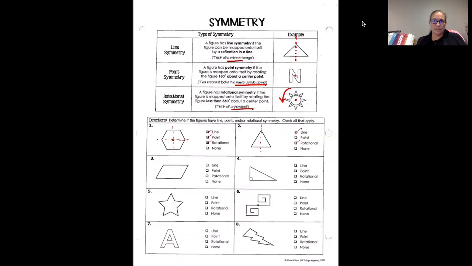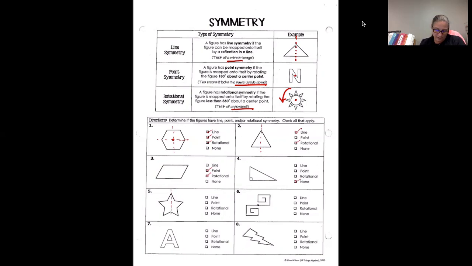The rhombus that you see in problem number 3 cannot be cut in half and flipped over itself like a mirror image, so it does not have line symmetry. It does have point symmetry because we can turn it upside down and it looks the same, and we can also rotate it less than 360 degrees and it will look the same. As we look at problem number 4, we have a right triangle. We cannot cut it in half for line symmetry. We cannot look at it the same upside down, and we cannot rotate it less than 360 degrees and have it look the same. So this one has none.